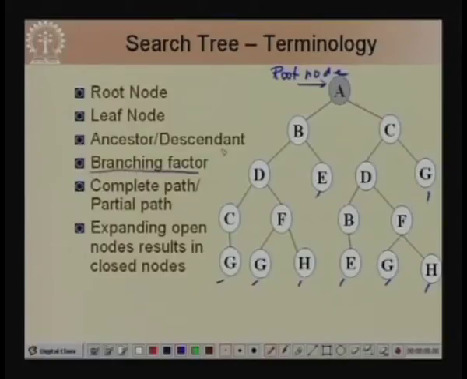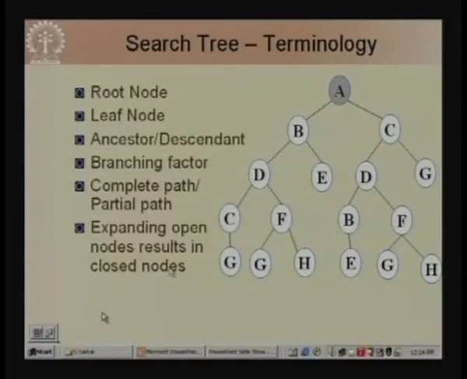Branching factor means the maximum number of children of a node. So, in this particular search tree, we see that every node has less than or equal to 2 children. Therefore, in this case, the branching factor is equal to 2. We represent the branching factor usually by the notation b. ABDCG is a complete path. ABD is a partial path. More terminology we will discuss as we come across it.